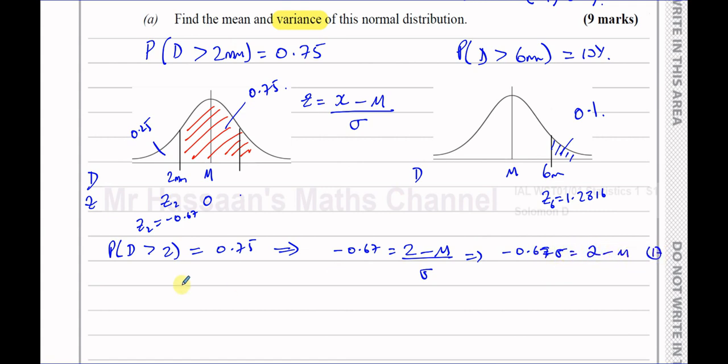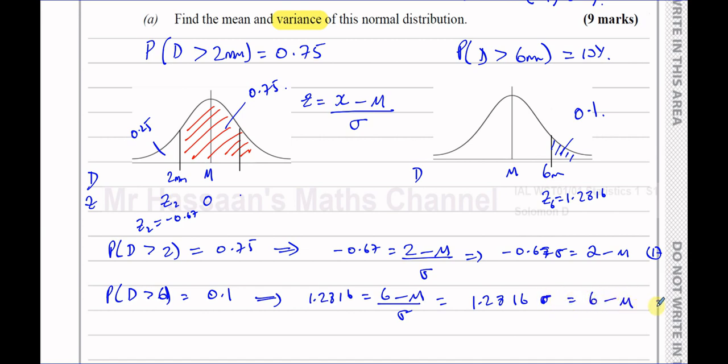So that's one equation. And we can say the probability that the diameter is greater than 6 millimeters is equal to 0.1 leads us to the equation. We have the z value is 1.2816 equals 6 minus mu over the standard deviation. So we can say that 1.2816 times the standard deviation is equal to 6 minus mu.